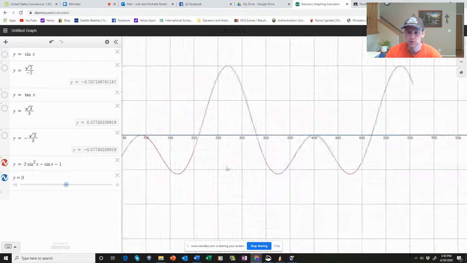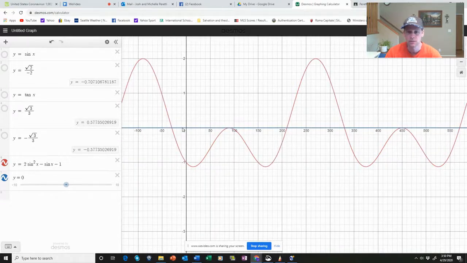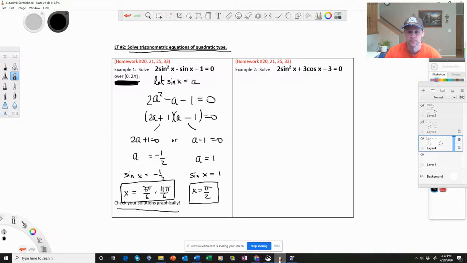Of course, there are more solutions. They keep going. 450 degrees, and so on. But the question wasn't asking for all of them. It was only saying between 0 and 2 pi, or between 0 and 360 degrees.